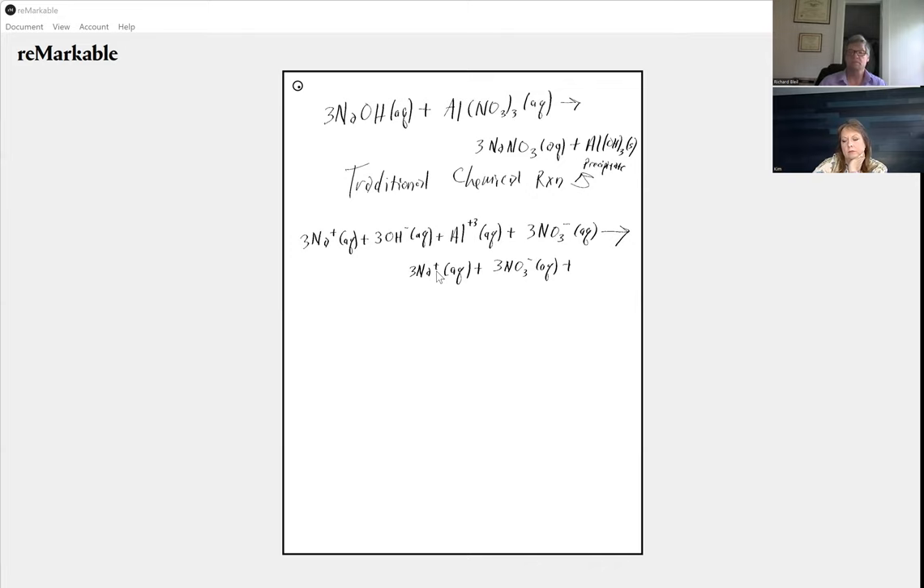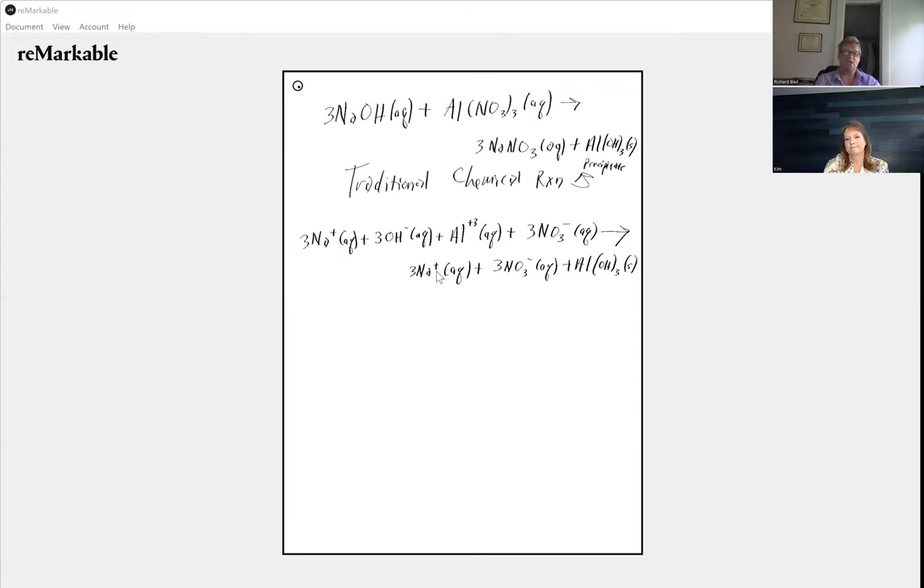But, and this is a big hairy but, notice that aluminium hydroxide is a solid. The aluminium hydroxide does not dissolve. If it does not dissolve, it does not dissociate. Okay? Are you with me so far? Does that make sense?